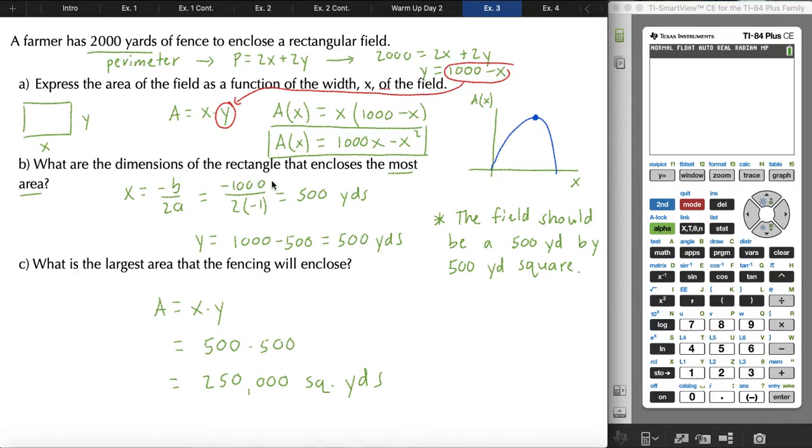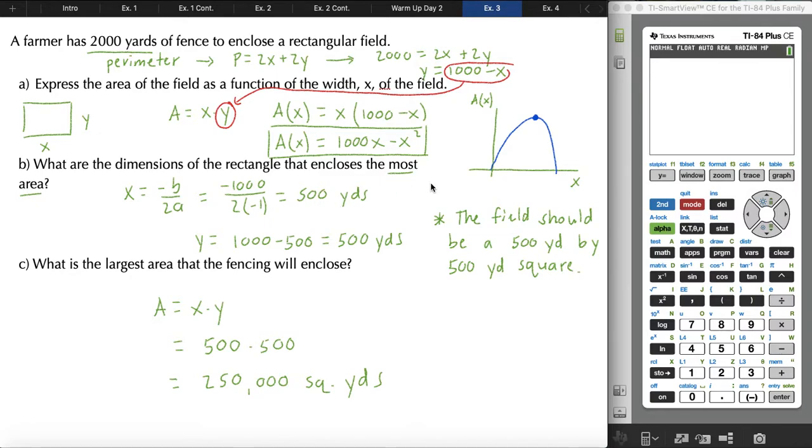So what are the dimensions of the rectangle that encloses the most area? Basically, we're trying to find the vertex of the associated parabola for this function. So I'll start by getting the x-coordinate using negative b over 2a, negative 1,000 divided by 2 times -1. That simplifies to 500 yards. I need the width to be 500 yards.